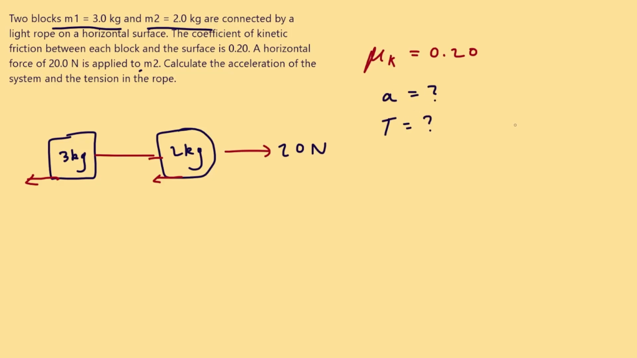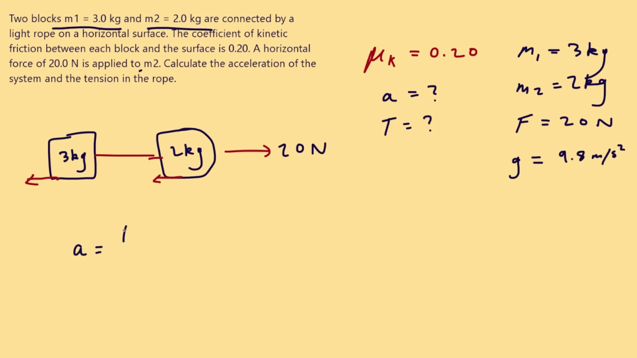This is very, very similar to the last problem. And I did that on purpose, but I threw in friction. So again, let's list out what we know. We know mass 1, 3 kilos. Mass 2, 2 kilos. The force being applied is 20 newtons. And we also have to remember this constant. Gravity is 9.8.